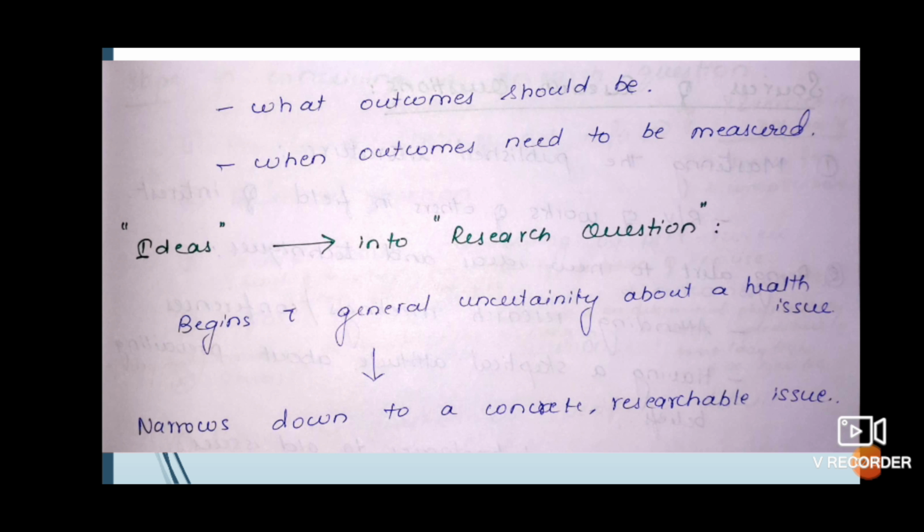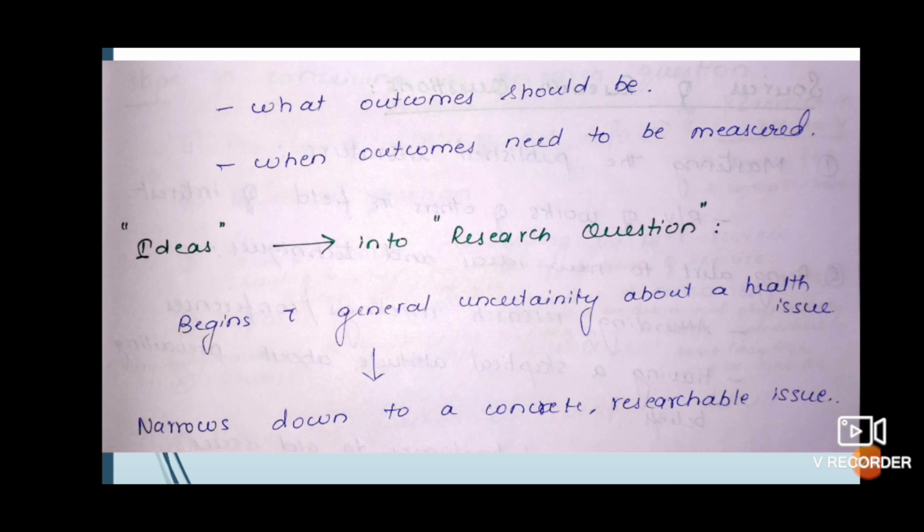It begins with a general uncertainty about a health issue. It may be a broad topic, for example diabetes mellitus, and after that you have to narrow down to a concrete researchable issue. For example, when we are planning to start a research, we should not directly go into what issue we are going to concentrate on. We have to first think of what is our area of interest.